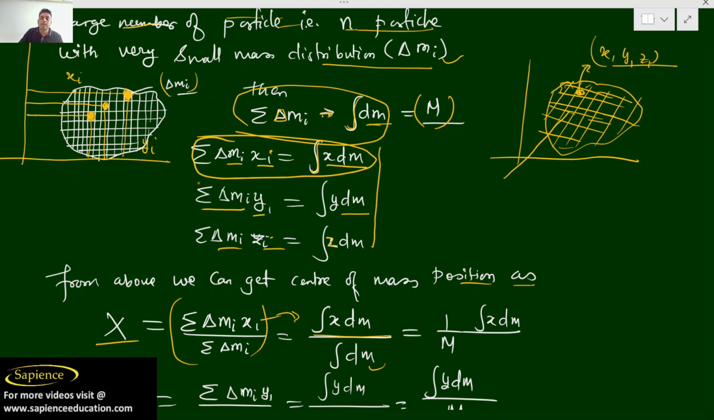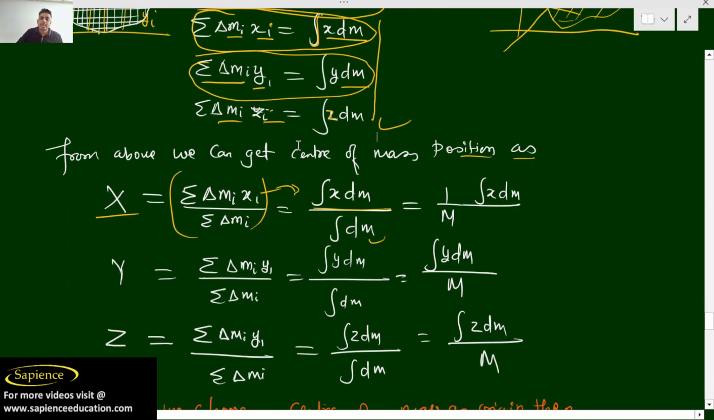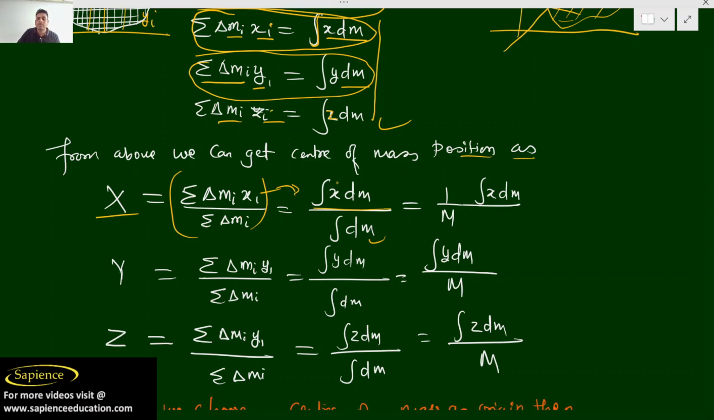Similarly, the summation of m_i y_i is equal to the integration of y dm, and similarly for z dm. So can we put here that x is equal to the summation of del m_i x_i divided by the summation of del m_i, as we have already discussed? So can we write it like this: x is equal to 1 by M into the integration of x dm? So this is the formula.